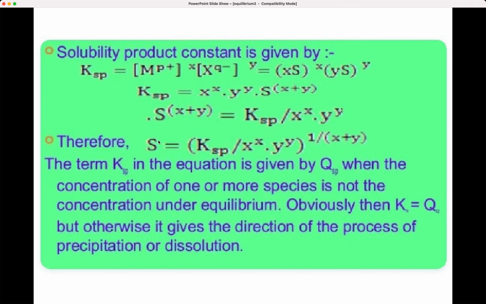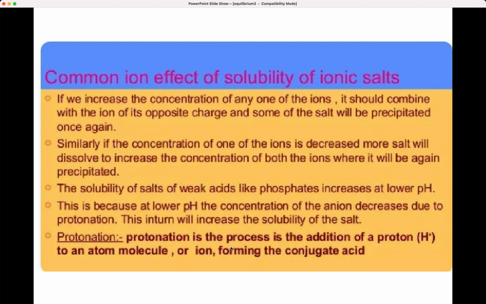So you get an equation like this, and the term Ksp in the equation is given by Qsp when the concentration of one or more species is not the concentration at equilibrium. Then Ksp is equal to Qsp at equilibrium, but otherwise it gives the direction of the process of precipitation or dissolution. Now the common ion effect in the solubility of ionic salts.